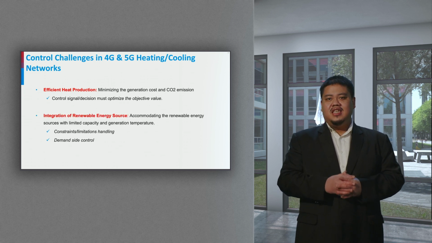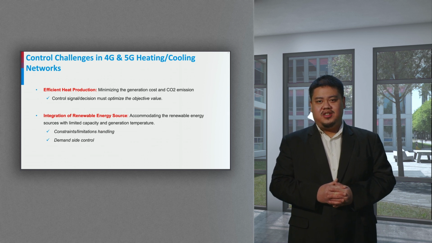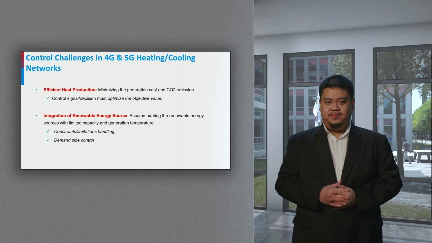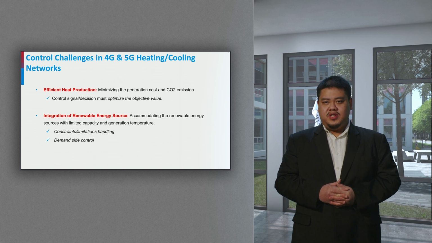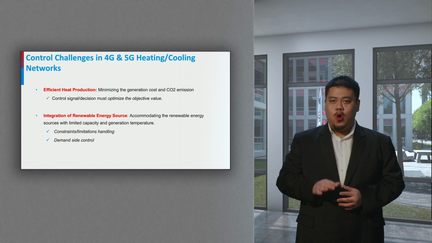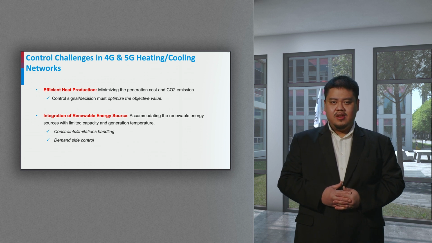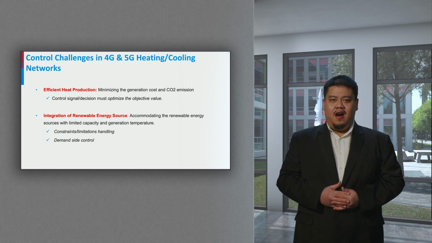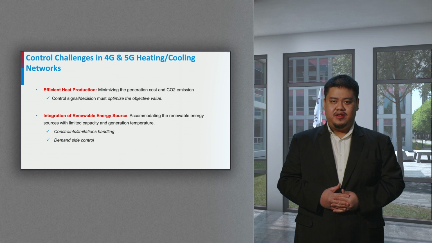The second challenge is related to the adoption of more renewable energy sources. Renewable sources such as geothermal typically have limited capacity and lower generation temperatures compared to conventional sources such as coal-fired boilers. In this case, we need a controller that can account for operational limitations. For addressing this challenge, an optimization-based controller such as MPC is the most suitable control framework.